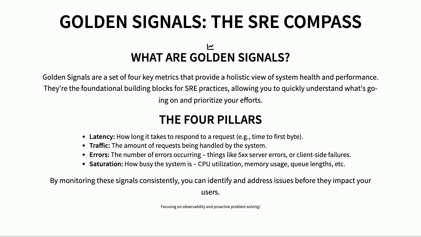We've got latency, which measures how quickly things respond, traffic, representing the volume of requests, errors, highlighting any failures or problems, and saturation, showing how busy the system is. Understanding these signals consistently helps you stay ahead of issues and keep your systems running smoothly.